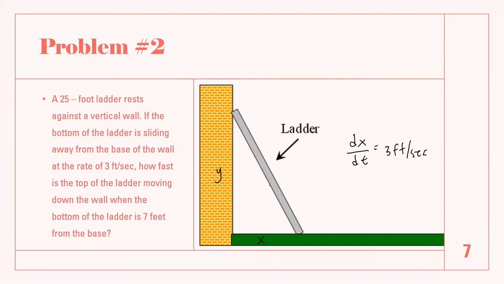So, when the top of the ladder moves, we can say that it is dy over dt. What we are looking for is dy over dt, because dy over dt determines the rate of change of the top of the ladder itself. When the top of the ladder moves down, we need to determine the rate of change of our y. The y is the wall, and the x is the floor.